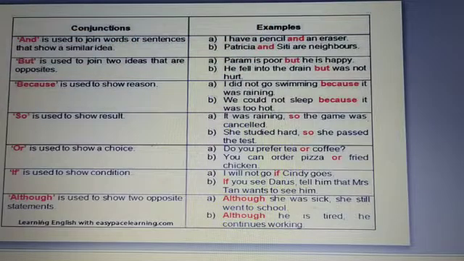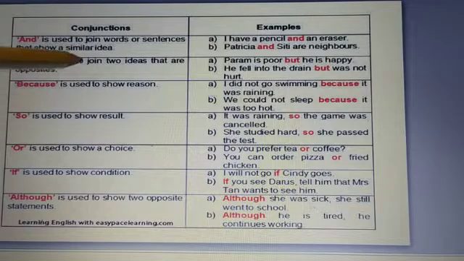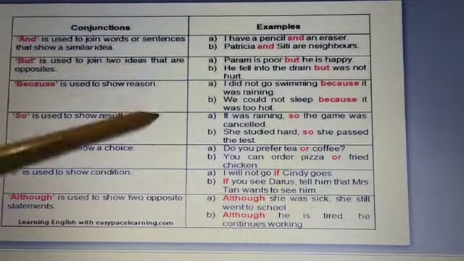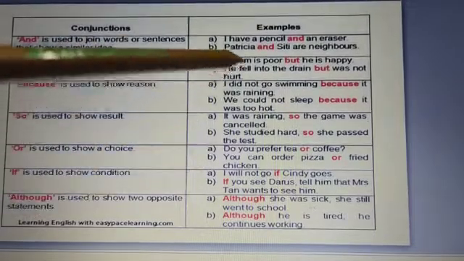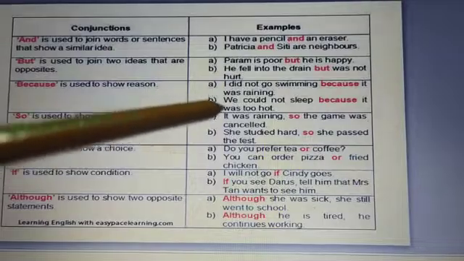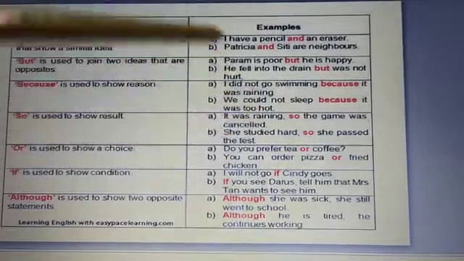Opposite idea. Because is used to show reason. Whenever we have to show reason, that time we use the conjunction because. I did not go swimming because it was raining. We could not sleep because it was too hot.